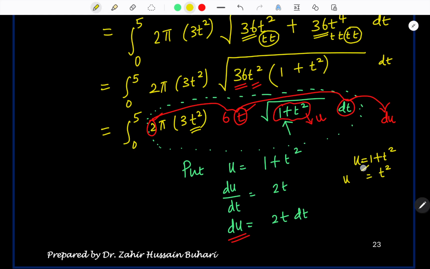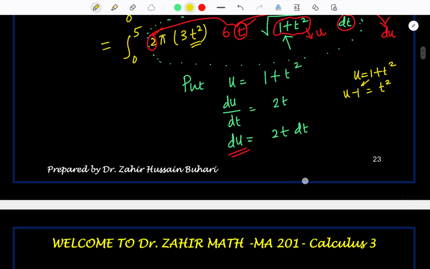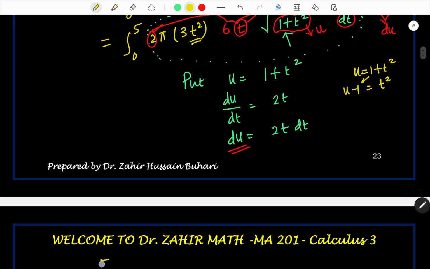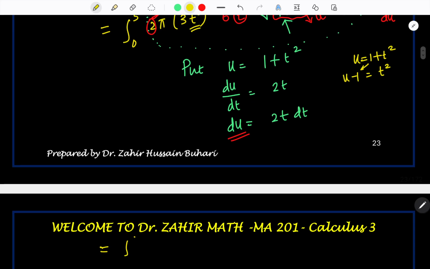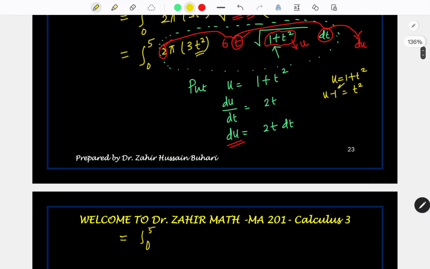Here is u, this 1 comes to this side, u minus 1, right? So I'm going to convert everything in terms of this. So this is equal to integral 0 to 5, 2t dt, everything is converted into du.